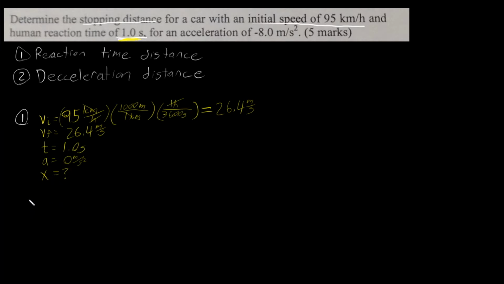We can use the equation, and this is something that you should know: average velocity times time is equal to distance. And we can just plug this in directly. So what is our average velocity? We could do final velocity plus initial velocity divided by 2, or you could just put 26.4 directly, because if you're traveling at a constant speed, then your average speed is just going to be that speed. So times time is equal to x.